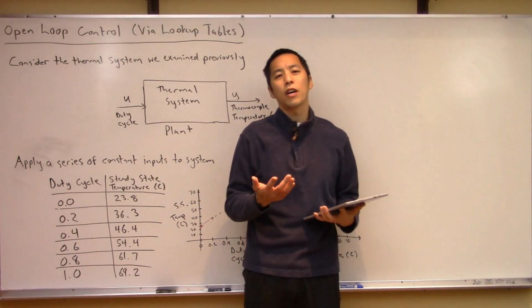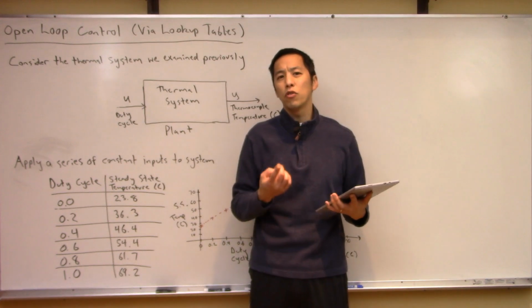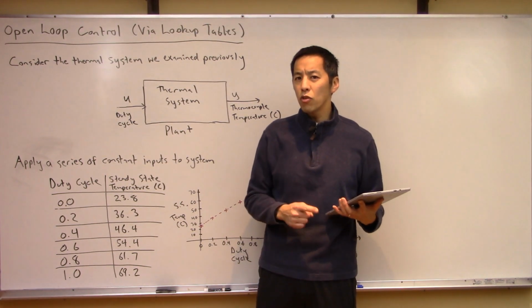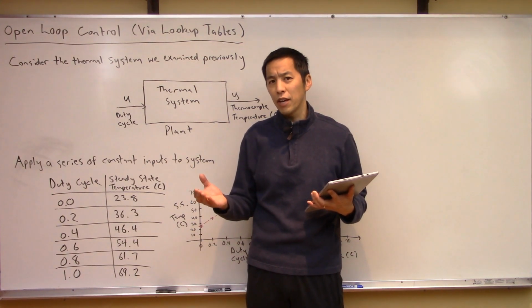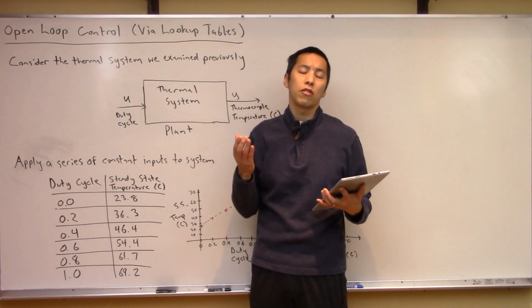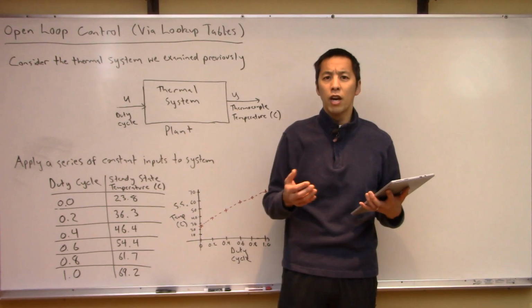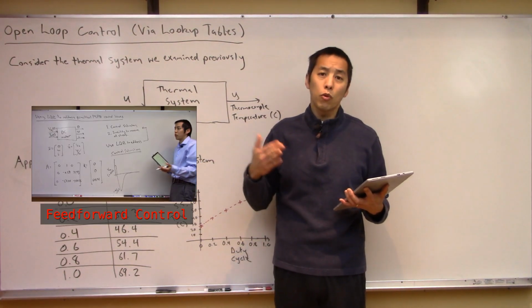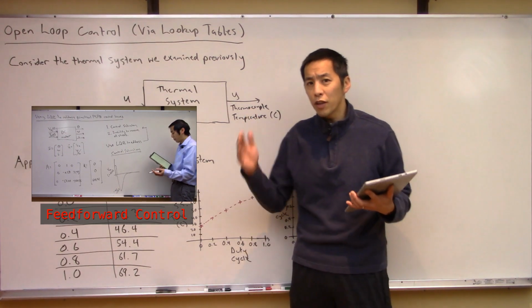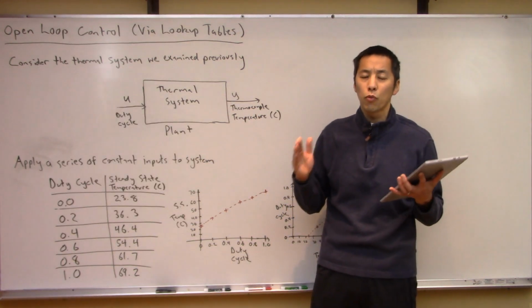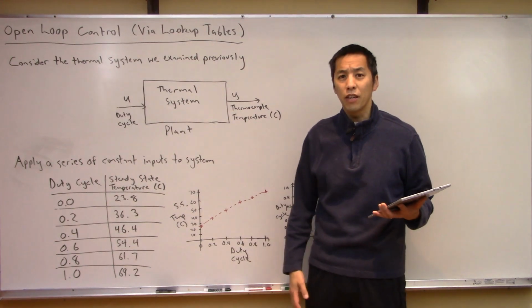So today I want to talk about one of the most simple ways you can implement a control system, and that's using what is known as an open loop control system. This particular case I want to look at is implementing something using lookup tables. Later on down the road we will look at more sophisticated open loop control systems like feed forward control, but for this particular discussion I want to start real simple and talk about this idea of lookup tables.